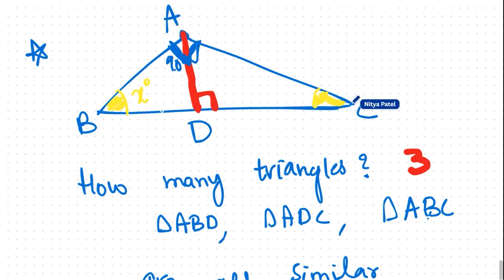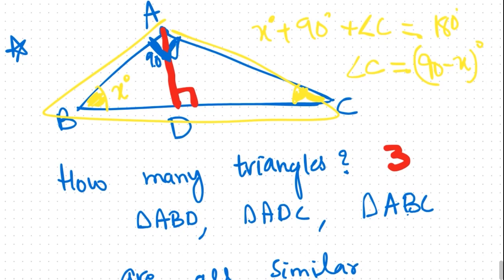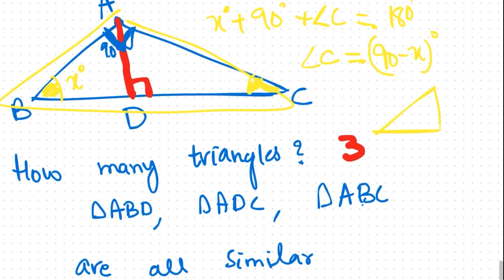If we're considering triangle ABC, x plus 90 plus angle C is how much? 180. So angle C is 90 minus x. So this is one concept: in a right triangle, the sum of the two small angles should add up to 90 degrees.